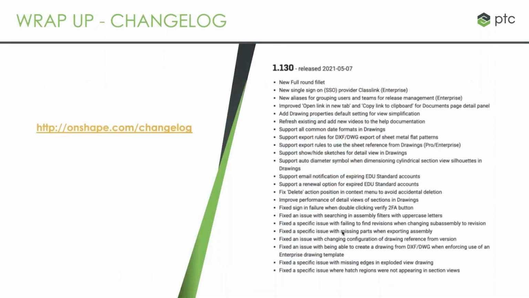So if you want to view the entire change log for 130, I have it present here, but you just go to onshape.com/changelog and that will bring you to the full change log. Today I've presented the highlights, the things that affect everyone. Some things are more behind the scenes, so we don't really present them during this, but you can get a full list of what has changed from version to version by going to the changelog.